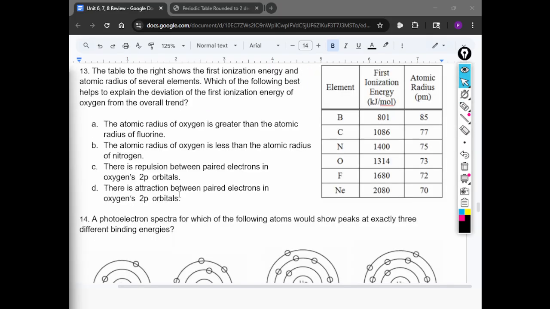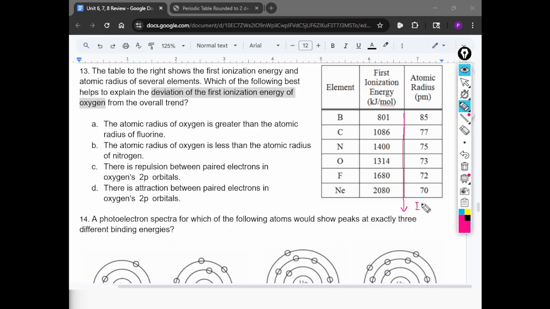Okay, so for this question, we need to look at the table right here, and it gives you the element and then their first ionization energy and their size. Now the question is asking which of these options is the best explanation for the deviation in the first ionization energy of oxygen. So it's telling you to look at oxygen and notice the deviation. If you look generally at the first ionization energy, what do you notice as you go across the periodic table?